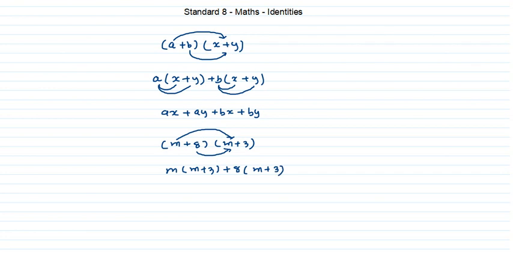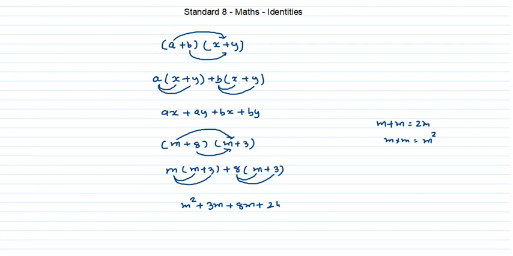So m into m, m into 3, 8 into m, 8 into 3. m into m is m square. Many students write m into m is 2m. No, m plus m is 2m. When it's a multiplication, then it will be a square. Please remember that. Then m into 3 is 3m, not 3 plus m. Again 8 into m is 8m, then 8 into 3 is 24.